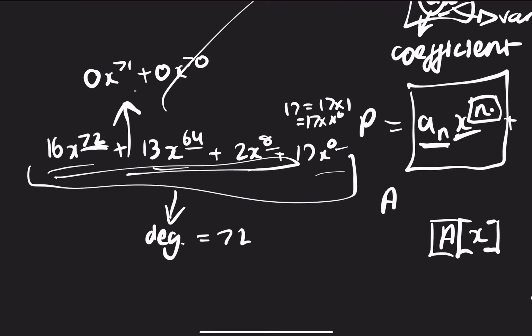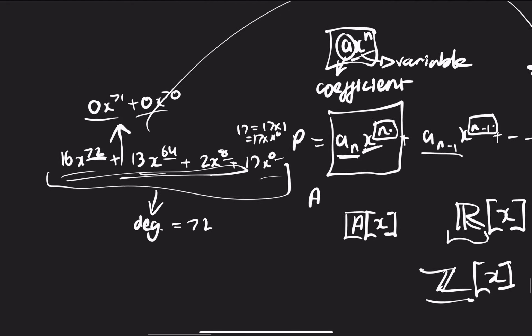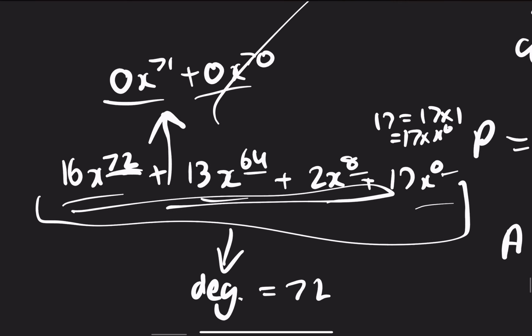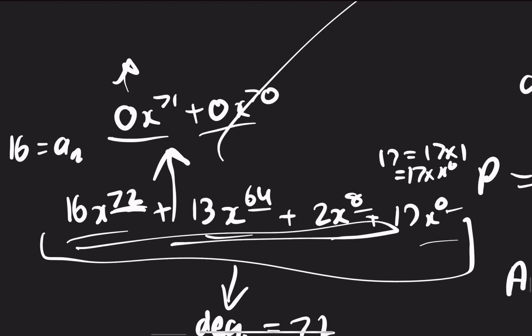So we just don't include any of that, because there's no point writing it, as it has no effect on the polynomial. In this case, for example, 16 would be a sub n. This 0 equals a sub n minus 1. This is a sub n minus 2. You get the idea.